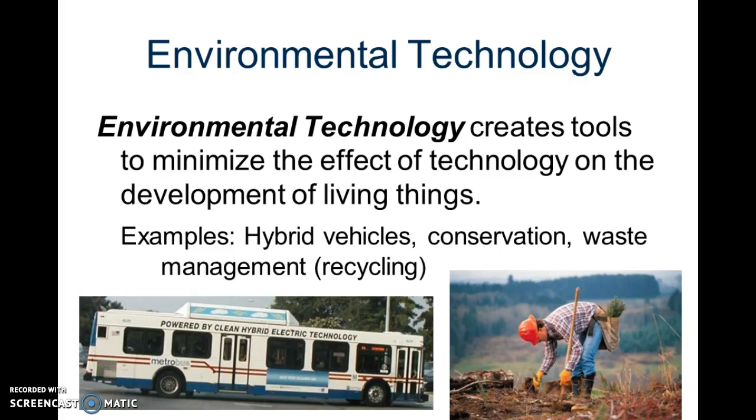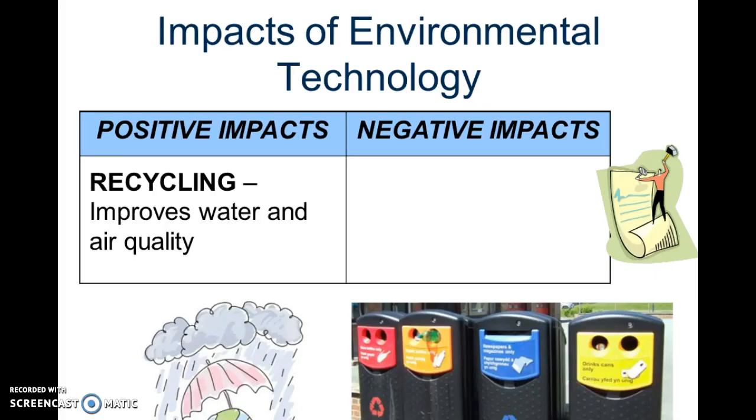Then we have environmental technology. Environmental technology creates tools to minimize the effect of technology on the development of living things. Some examples are hybrid vehicles or even electric cars. Those are becoming more popular. Conservation and waste management: we do a lot more recycling these days than ever before. Some positive impacts are recycling. Through recycling, we improve the water and air quality because we do not have to use so many chemicals to produce new items.